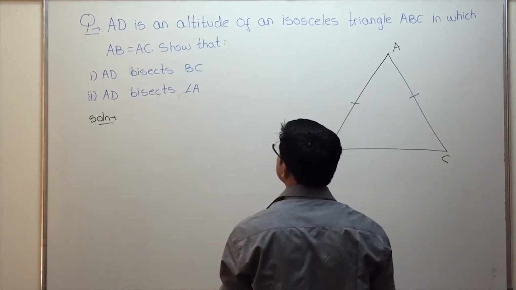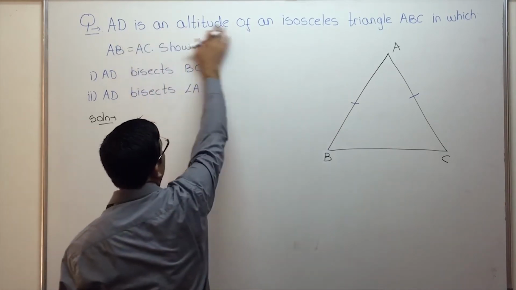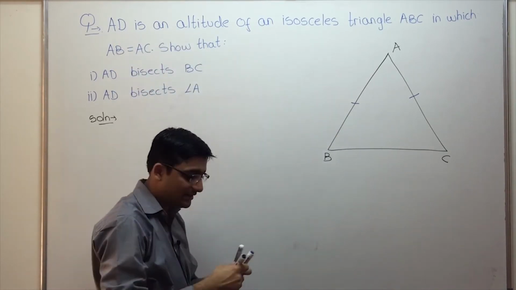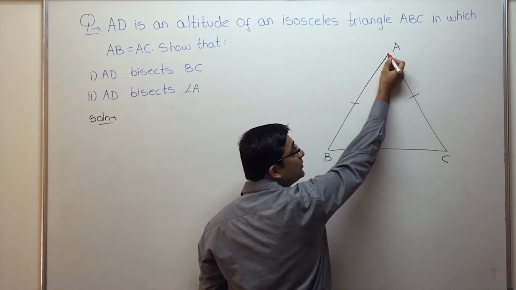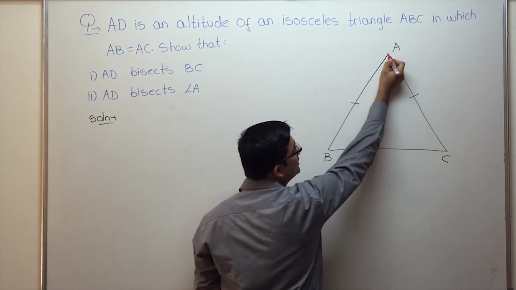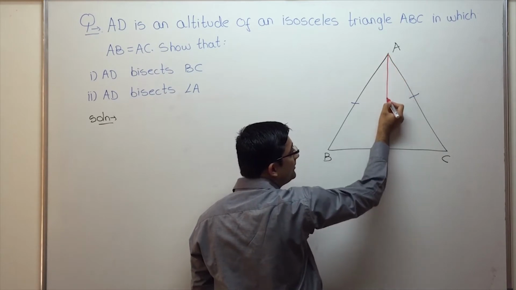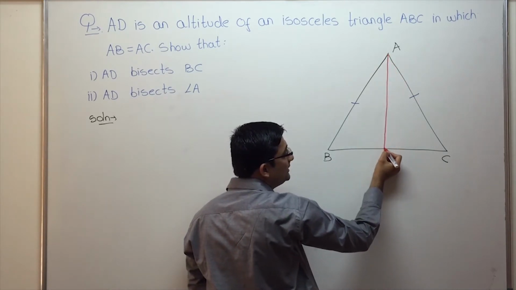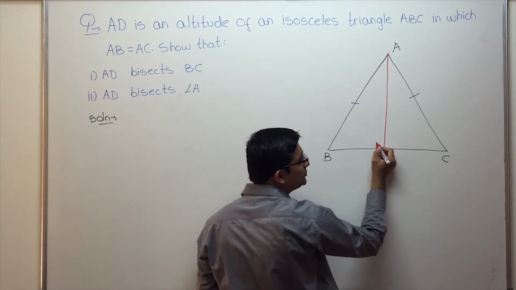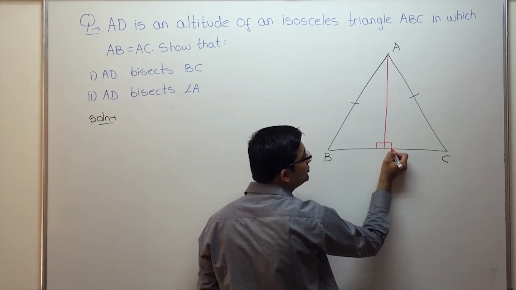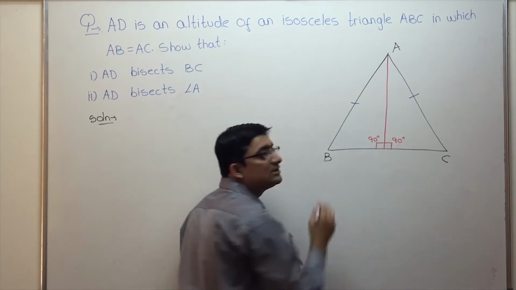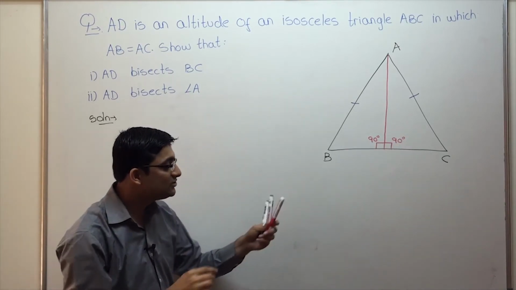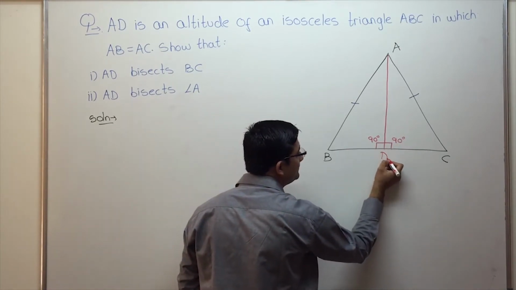Next, what is given to us? AD is an altitude. What is an altitude? AD, that means a perpendicular from A to the opposite side. What is the side opposite to A? BC. So drop a perpendicular from A to the opposite side BC. It is an altitude. So this will be 90 and this will also be 90. So remember, altitude means height. It is always perpendicular, right? So this over here is our figure AD, right?